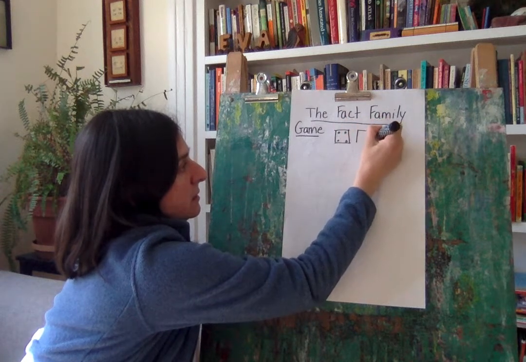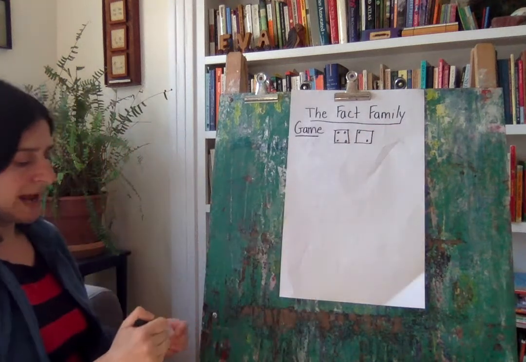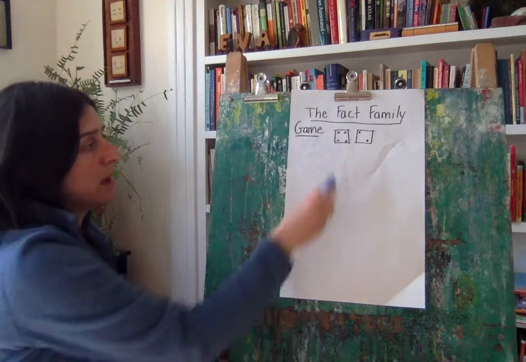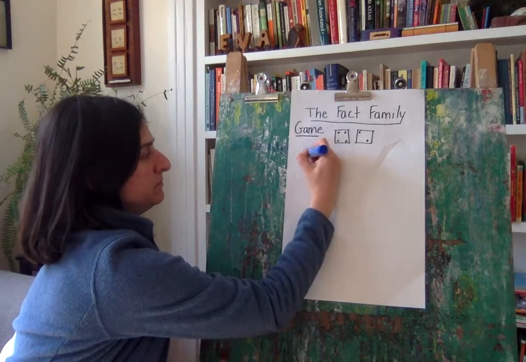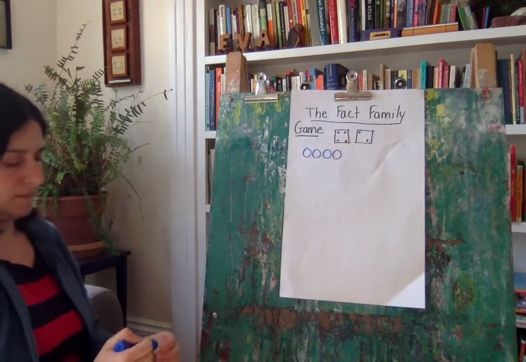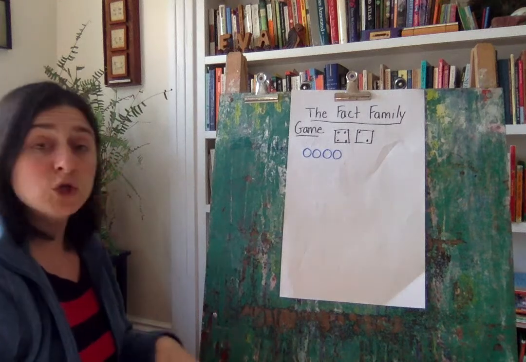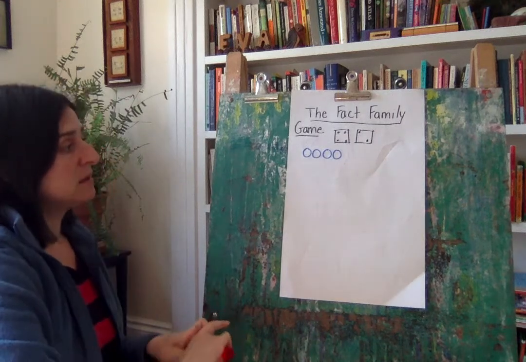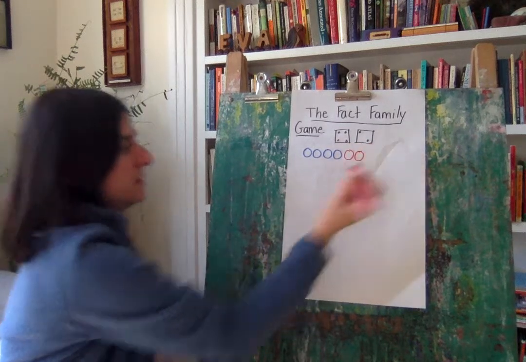Okay, 4 and a 2. Now I'm going to choose one color to represent the 4. Blue. 1, 2, 3, 4. I'm going to make 4 circles. I'm going to choose a different color to represent the 2. So I'm going to draw 2 circles.